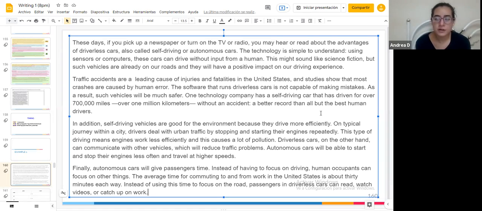But is that a claim? Is that an opinion? Is that a statement? What is the author's opinion? If you have to complete this sentence, the author thinks that, what would you say? The advantages of driverless cars?